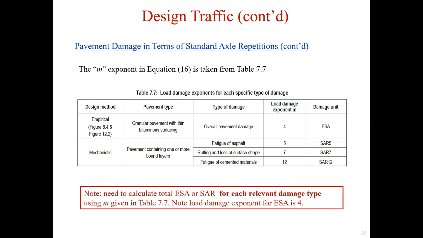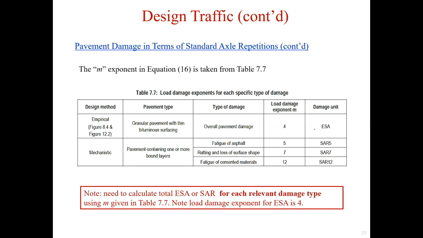The M exponent in the above equation is taken from table 7.7. So for empirical design of granular pavement with thin bituminous surfacing and for overall pavement damage, M equals 4, and the damage unit is ESA.